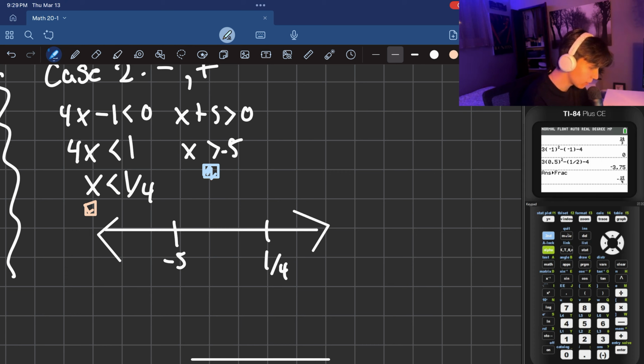So any number that is greater than 1 over 4 is our first inequality here. So let's just draw any number. Okay, so this inequality is any number that's greater than -5. So let's just shade right of -5. And now we have any number that's less than 1 over 4. So let's go left of 1 over 4.